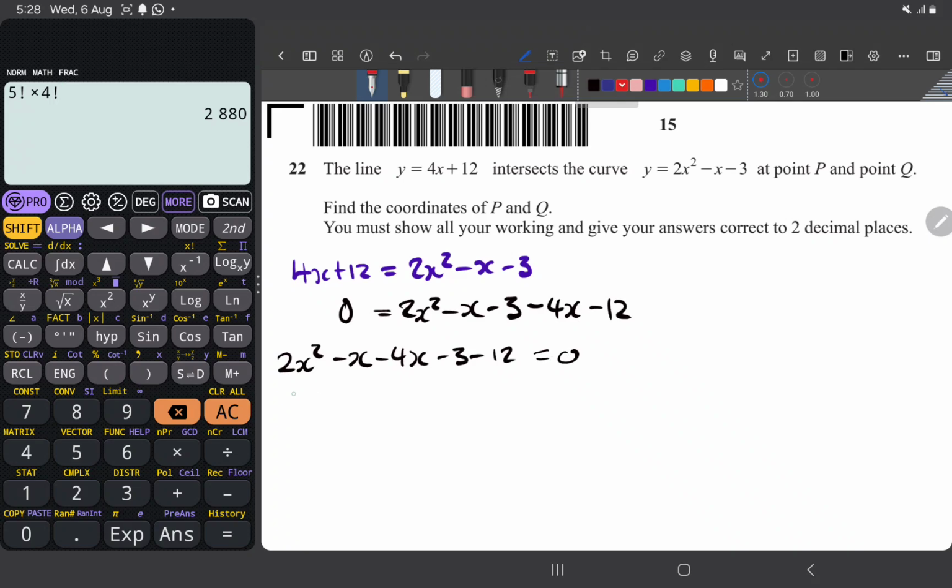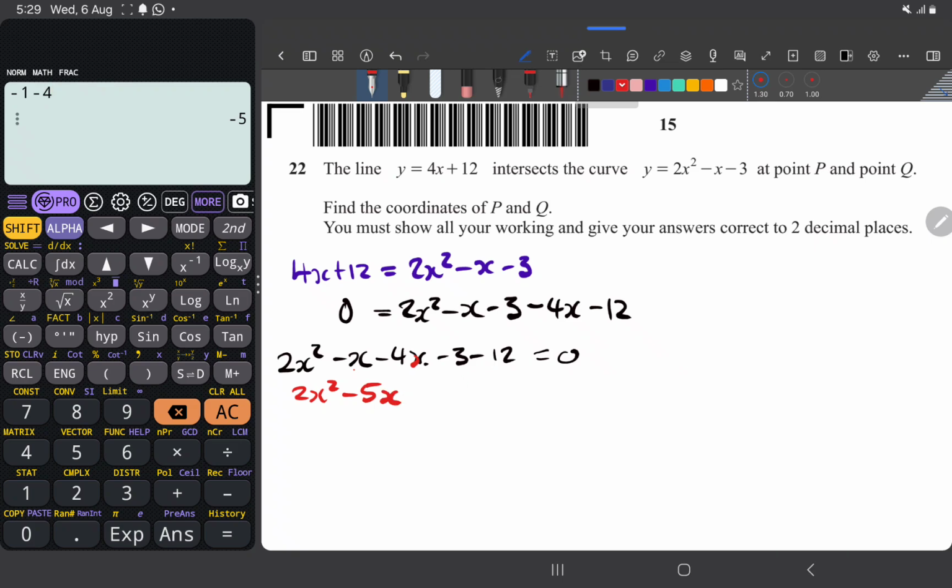Now what do we do? Let's simplify. 2x squared, then minus x minus 4x. You look at the number. What is the number before minus x? It's a minus 1. Then what is the number before minus 4x? It's a minus 4. So you put in the calculator minus 1 minus 4. I'm going to get minus 5. Of what? Of x. So this is going to be minus 5x.